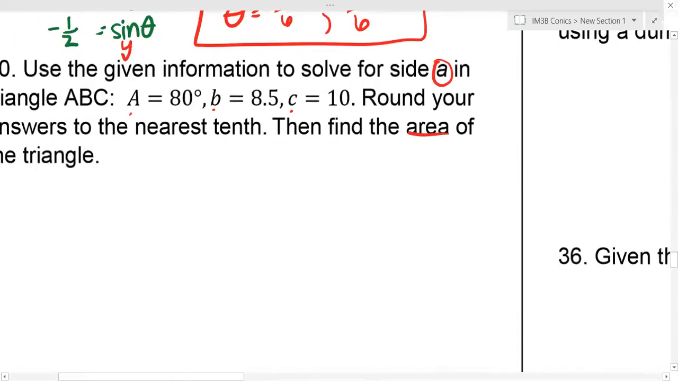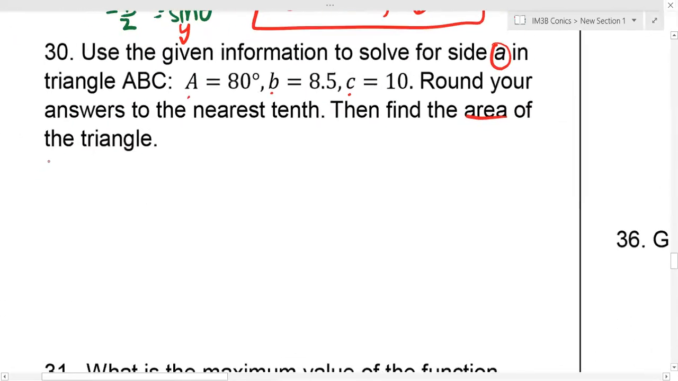So a squared equals b squared plus c squared minus 2 times b times c times cosine of A.